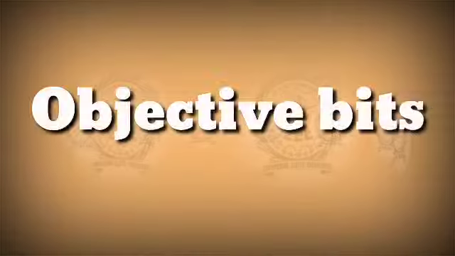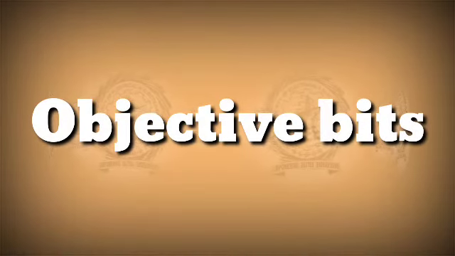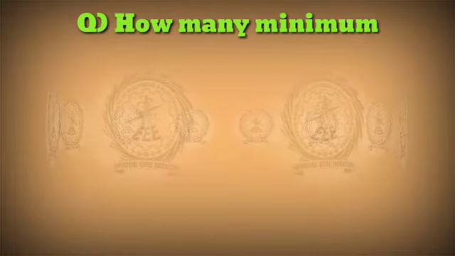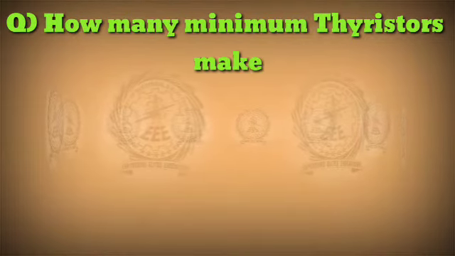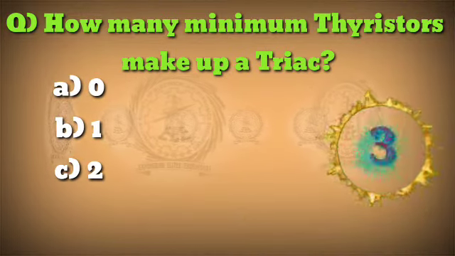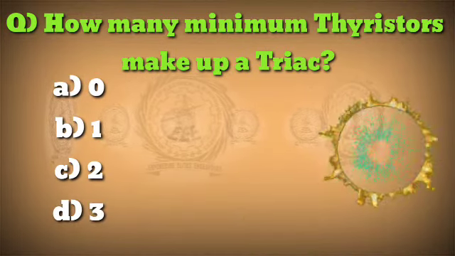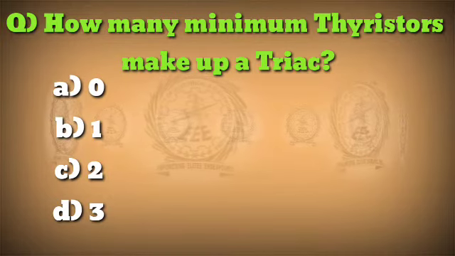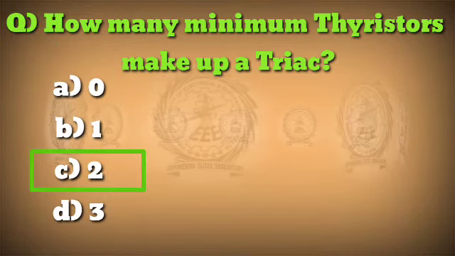We will see some important objective bits on triac. First one: how many minimum thyristors make up a triac? A 0, B 1, C 2, D 3. The answer is C, 2.